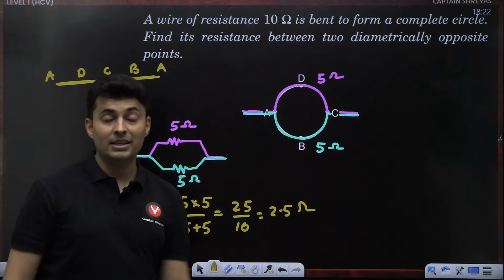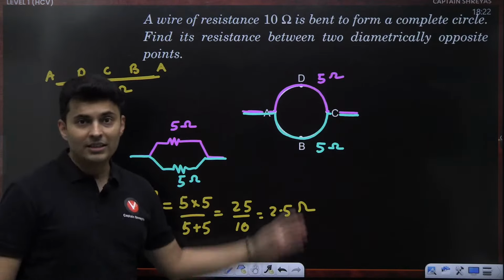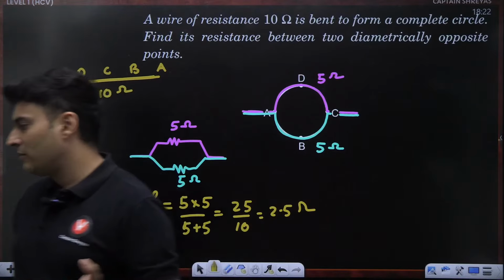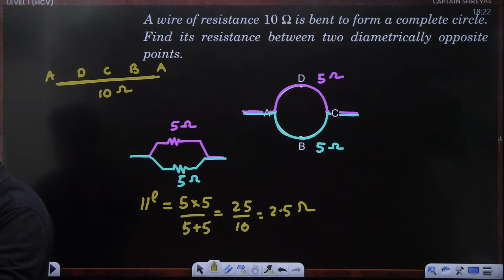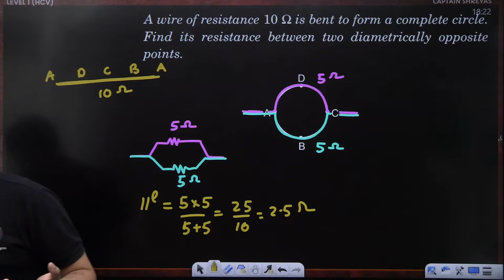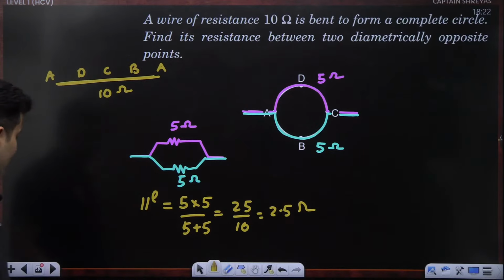A lot of people I've seen write the answer as 5 ohms. They think it is half the wire, so they write half, which is 5. That is not correct. It is 2.5 because they have become parallel. What an interesting question, guys. Moving to the next one on your screen.